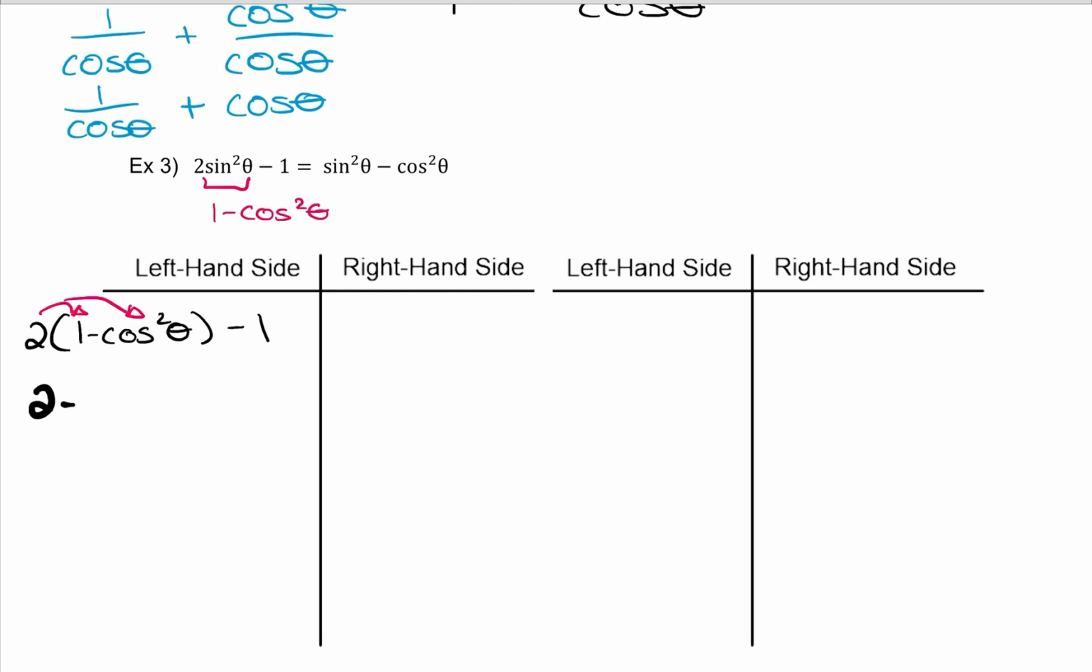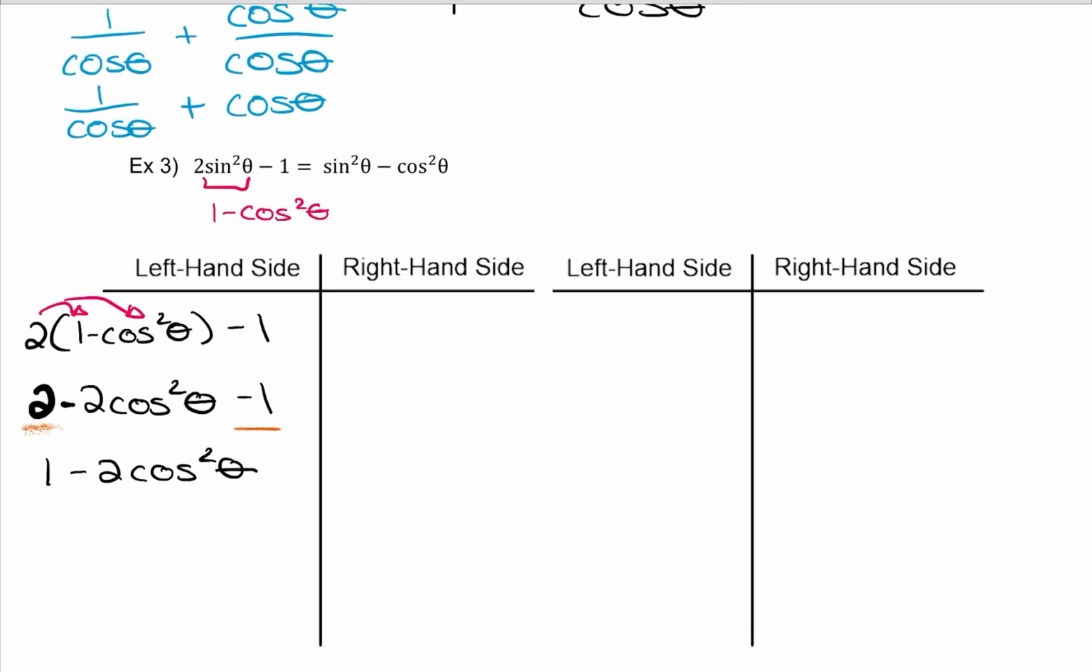So this becomes 2 take away 2 cos squared theta minus that 1. I'm going to combine my like terms. So 2 take away 1 is 1. Notice that other 2 is attached to the cos squared theta. So I'm going to stop there on the left side because I feel like I have a pretty good handle of this. I basically have gotten everything in terms of cos.